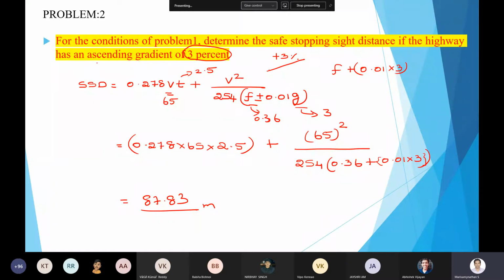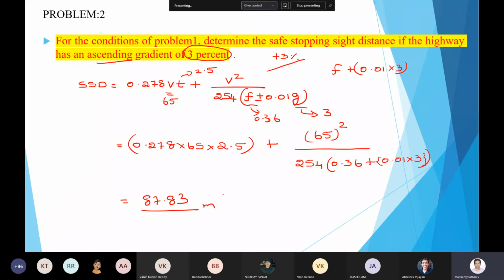You just have to check whether an ascending or descending gradient is given. According to that, you have to consider plus or minus. Then you apply it in the simple equations, and you will get the stopping sight distance. Here in this problem, take the value from that first problem. We have not specified the lane discipline, so that's what I'm stopping at.